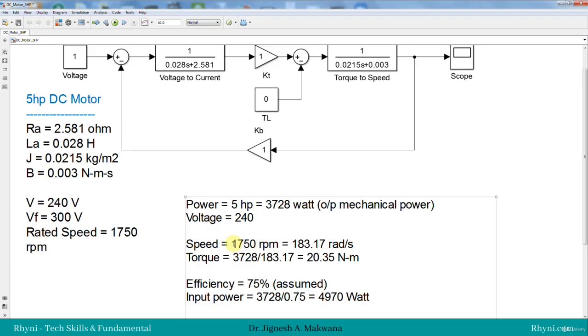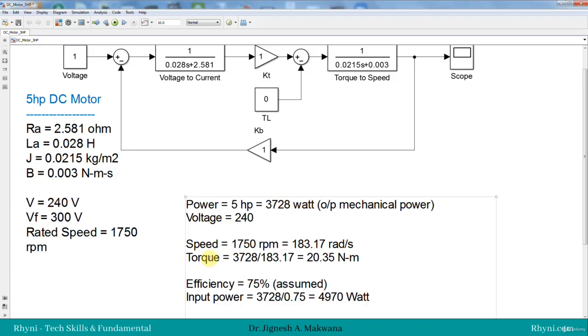So first we will convert the speed from rpm into radian per second. Using pi by 30, we will convert the rpm into radian per second. It comes to 183.17 radian per second. So this is the rated speed. Now we have the rated speed in radian per second, and we have the rated mechanical output power.